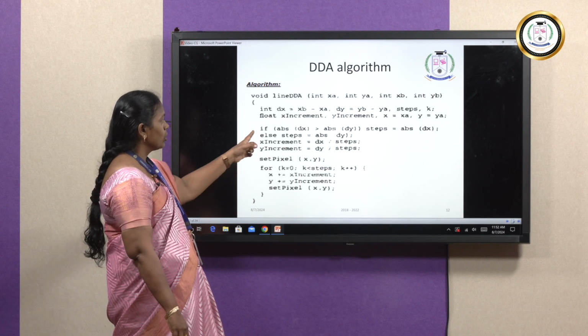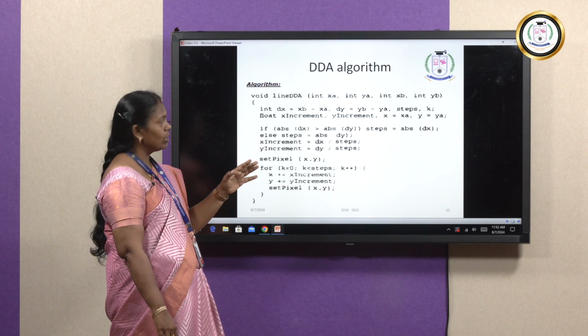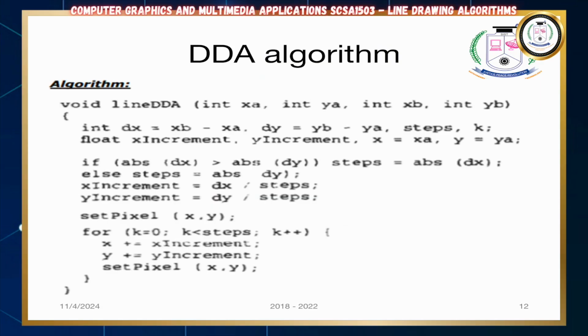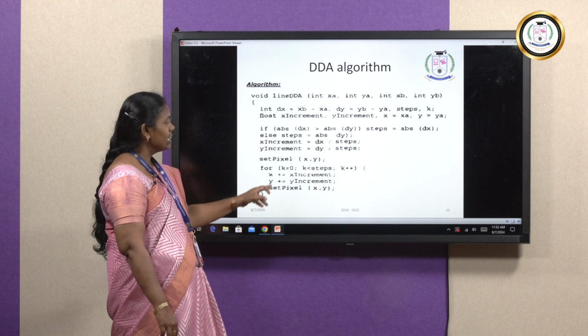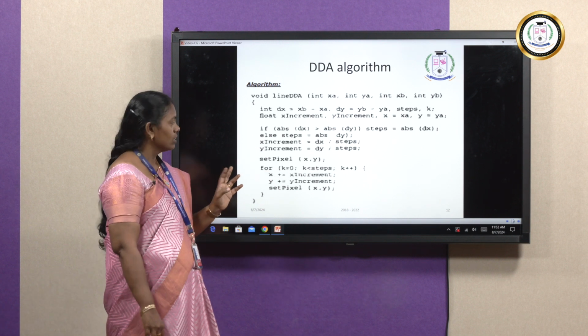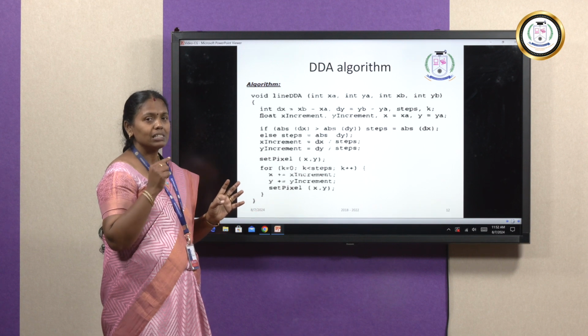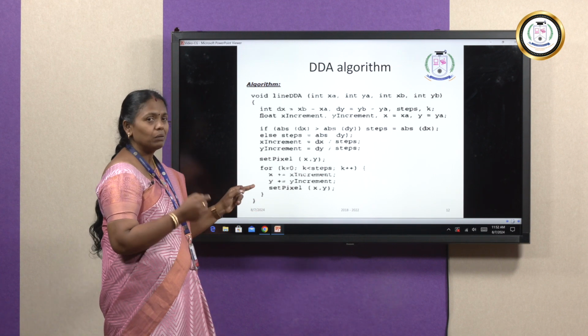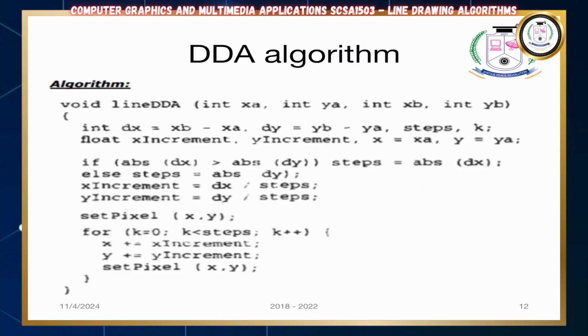The next step, we are checking whether the absolute value of dx is greater than the absolute value of dy. Whichever is greater, that value will be assigned as the steps value. Then we are calculating x increment and y increment: x increment is dx divided by steps, y increment is dy divided by steps. The loop will be repeated till less than the number of steps. That we have to maintain. So k equal to 0 to k less than steps, the loop will repeat, incrementing each coordinate value, x and y. Whatever value you are getting, that will be assigned as the x, y pixel.